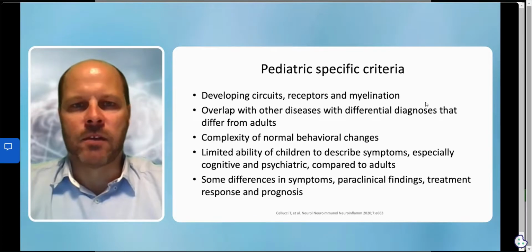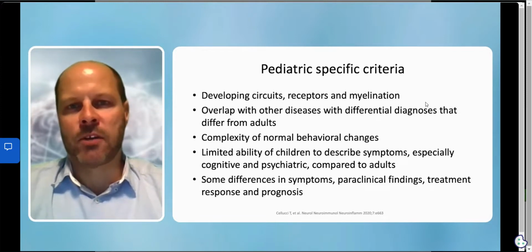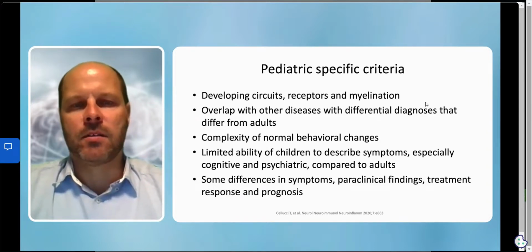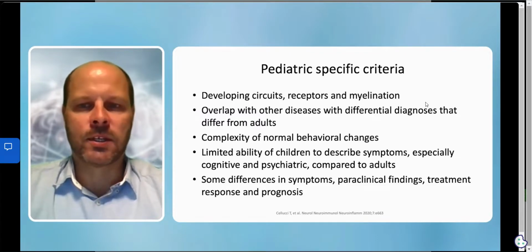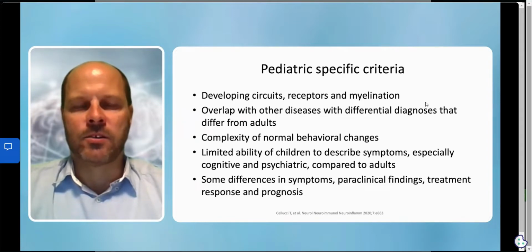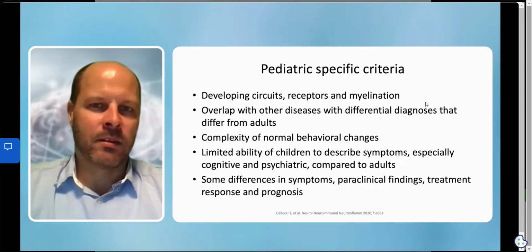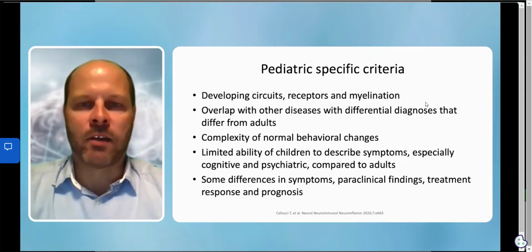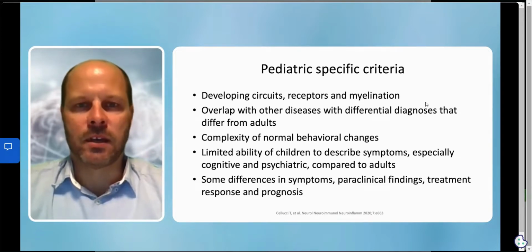Following this paper, several of us in the pediatric community recognized that there may be some challenges in applying these criteria to the pediatric population, and this could be for several reasons. One, the pediatric nervous system is still developing in terms of circuits, receptors, myelination. In addition, the presentation of autoimmune encephalitis in the pediatric age group overlaps with other diseases, and the differential diagnosis differs somewhat from that in adults. There's also the complexity of normal behavioral changes. We can appreciate that in our patient's presentation with mood changes in adolescence during the COVID-19 pandemic. Certainly, we were all seeing patients who did not have autoimmune encephalitis presenting with that. And so we need to think carefully about how can we discern which patient does indeed have autoimmune encephalitis as the cause.